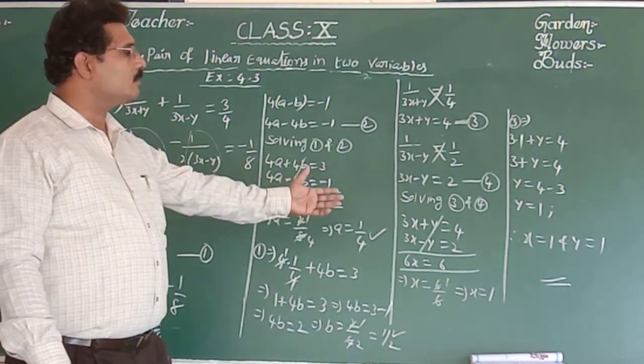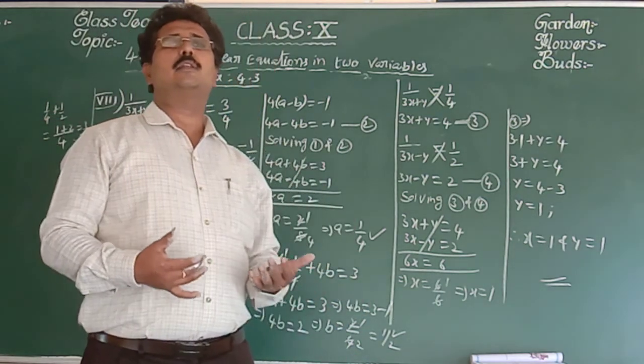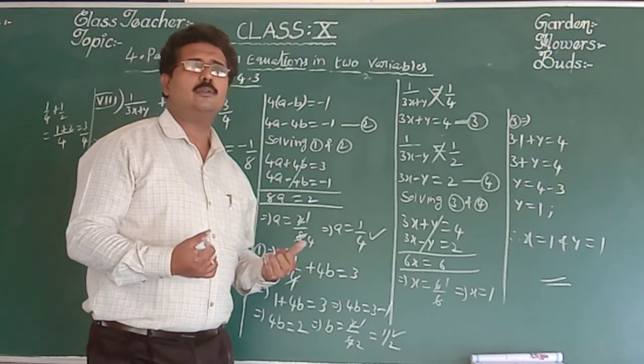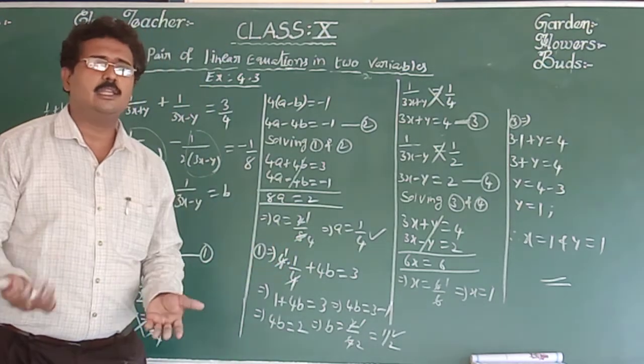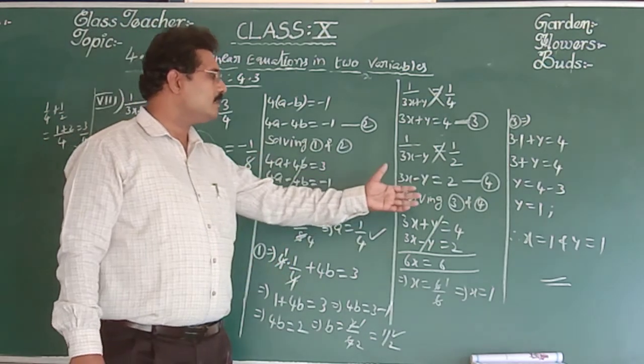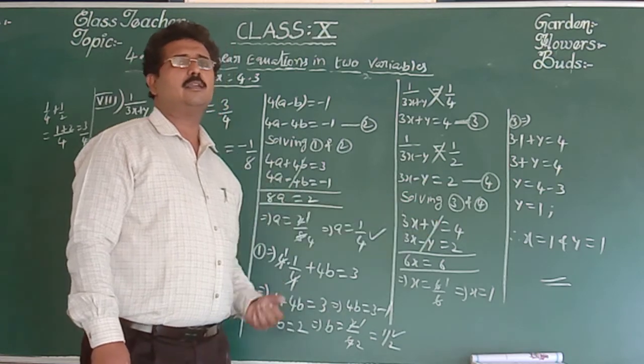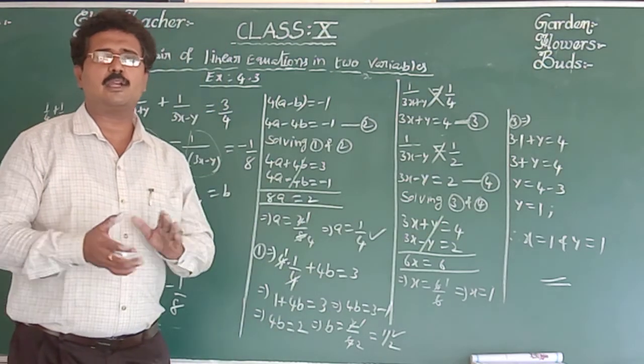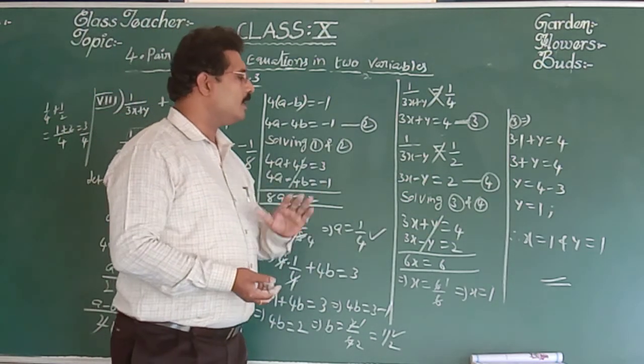Therefore, this is the way to do the problem. So this is a model. The given equations can be reduced into linear equations. After that, it is easy to solve the problem by taking different variables. So, this topic understood, children? This is the way to do the problems.